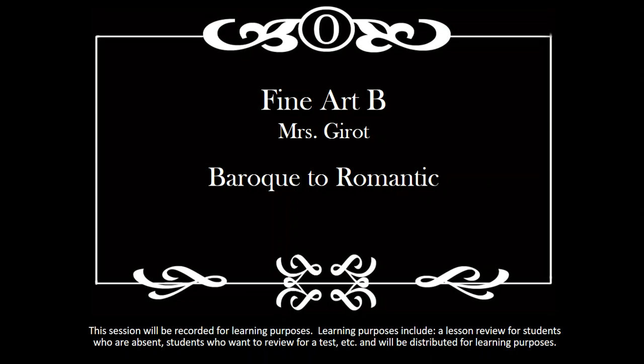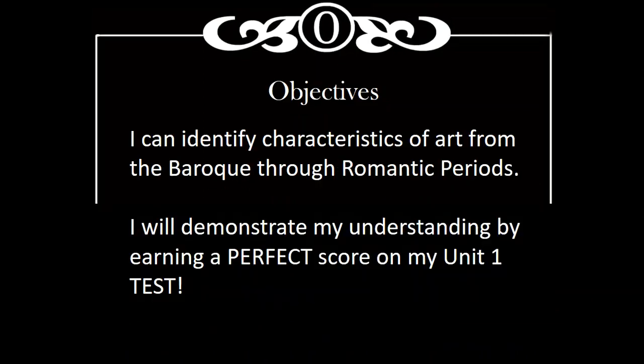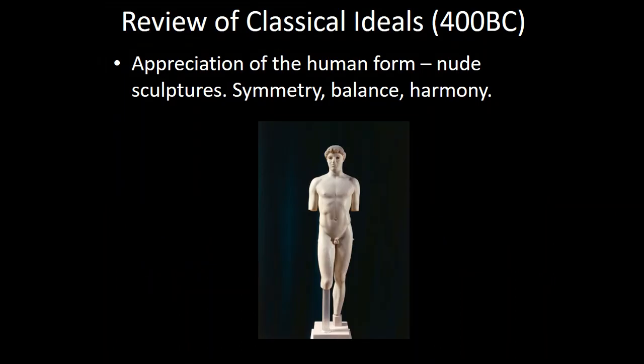Let us get started. So in Fine Art A, we cover ancient art up through the Renaissance period. So the first thing I want to do is just give a quick review. And our objectives are to be able to identify characteristics of art from the Baroque through the Romantic periods. Let's understand a little bit about what happened before the Baroque period before we get started. And you're going to demonstrate your understanding by earning a perfect score on your Unit 1 test. So pay attention and choose the best answers.